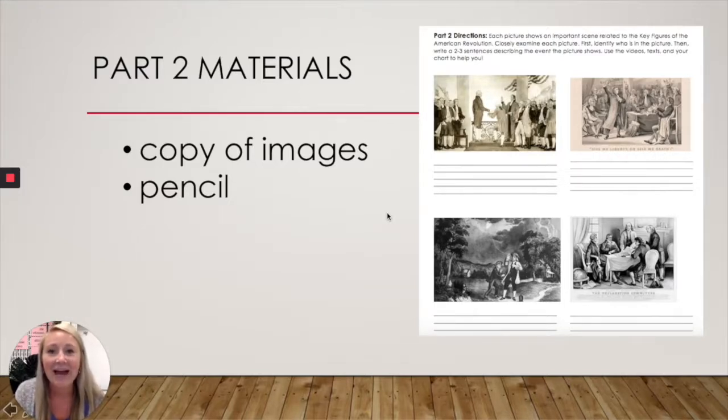You're going to look at each of 4 images and try to figure out what in the world is going on. Each image shows one or more of our key figures of the American Revolution, and each image also shows a really important event from the American Revolution. And it's your job to figure out who is shown in the pictures and what's going on. We'll do one image at a time. Let's get started.